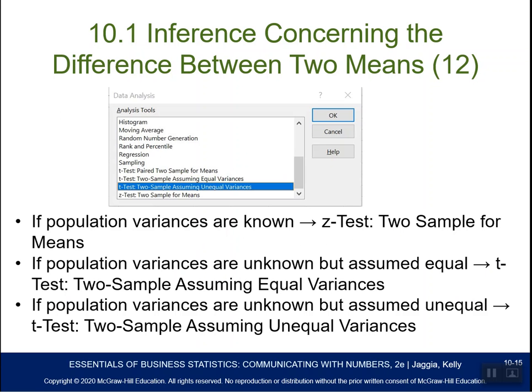I mentioned this in the video earlier, but I wanted you to have it written down here in the PowerPoints, which test we're going to use. If the variances are known, we use the z-test. If the variances are unknown but assumed equal, we use that particular t-test, and otherwise we use the two-sample assuming unequal variances.